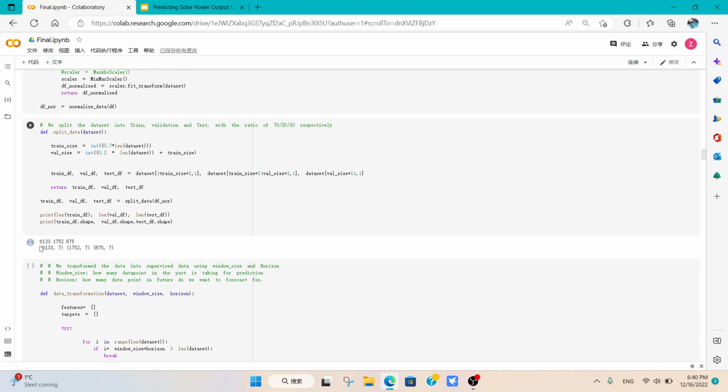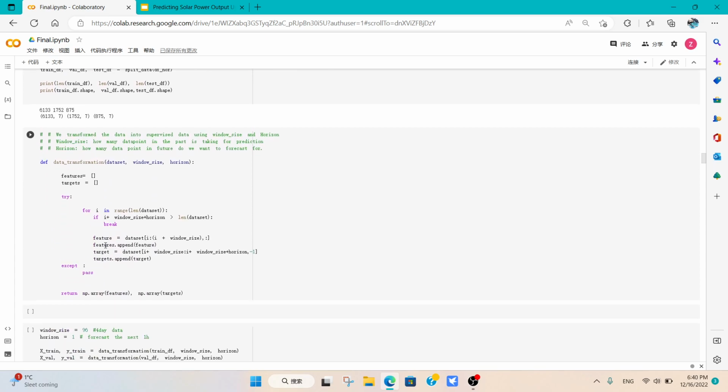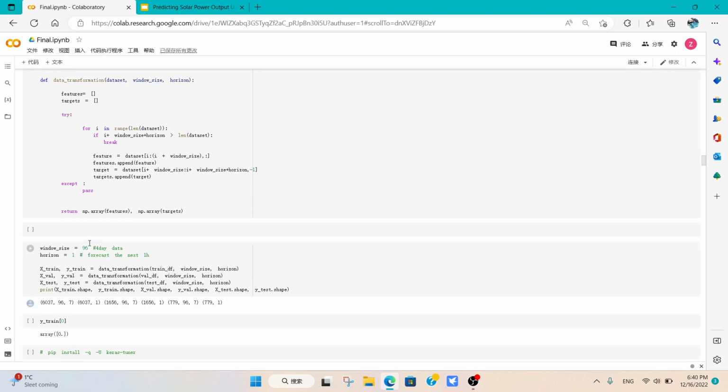So we have 1133 for train data, 1752 for validation, and 875 for testing. This code here is what we use to extract our features and our target. In time series modeling, the features also contain the target variable itself, so it contains the lagged values of the target variable.